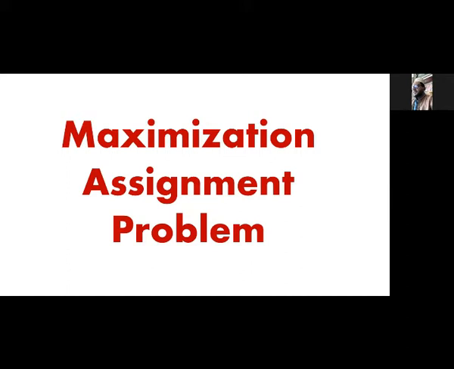That means row minimum, column minimum, then covering all the zeros, and finally optimization. But the Hungarian method is applicable only to minimization cases, not maximization cases. So in this case, we need to convert this maximization problem into a minimization problem. That's it. Once we convert it into a minimization problem, we can follow our regular procedure. So let us now see how to convert a maximization problem into a minimization problem.